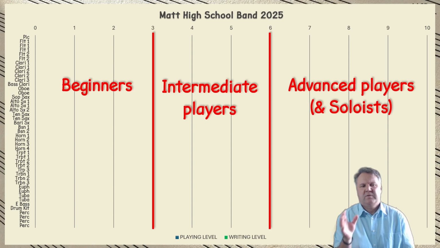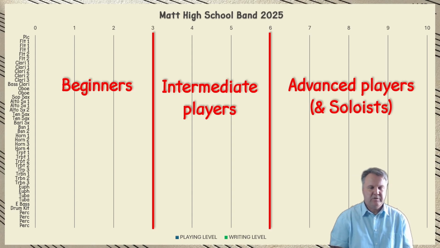First of all, divide your players by name. You know what they can do. You've had the auditions, you've known them for a while, and you divide your players into what would be your beginners, your intermediate players, and your advanced players. You could have more subdivisions if you want, but that's the principle.